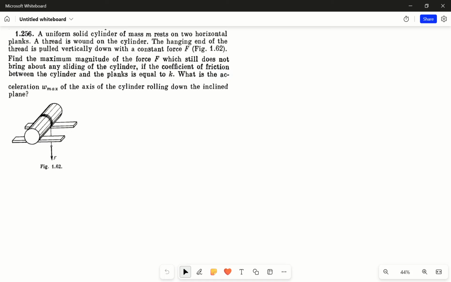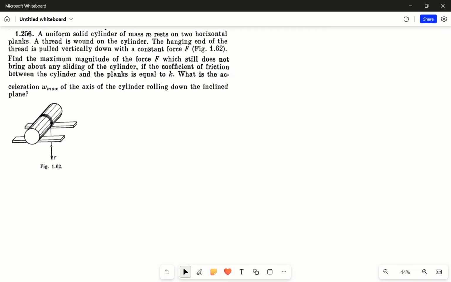Hello friends, today we will be discussing this new question, and we will be covering an important concept of rolling over a horizontal plane and finding out the maximum friction that is required to keep a cylinder rolling on that horizontal surface.